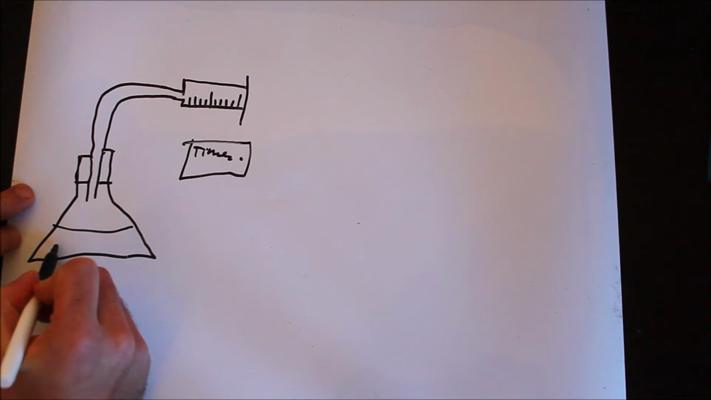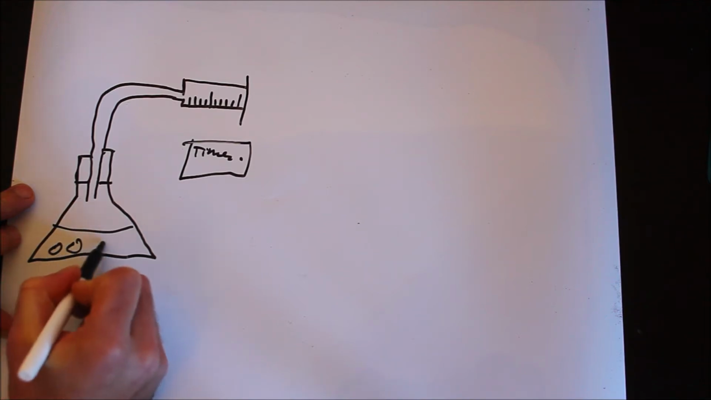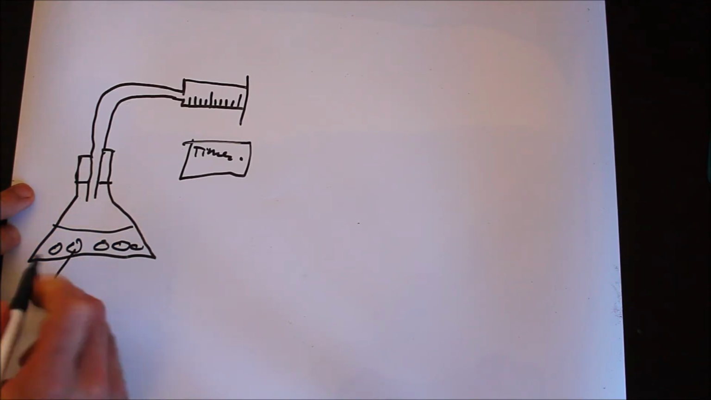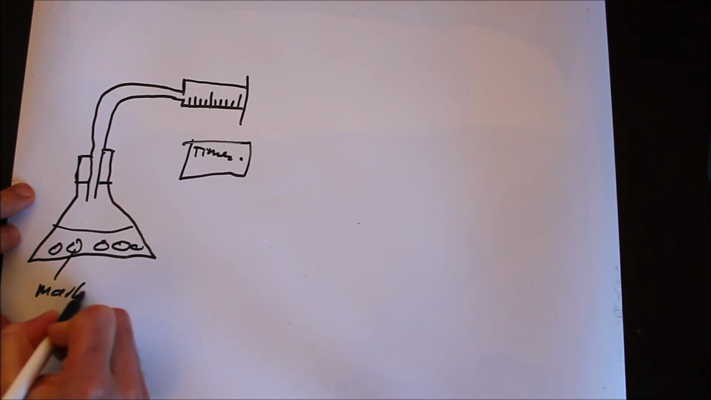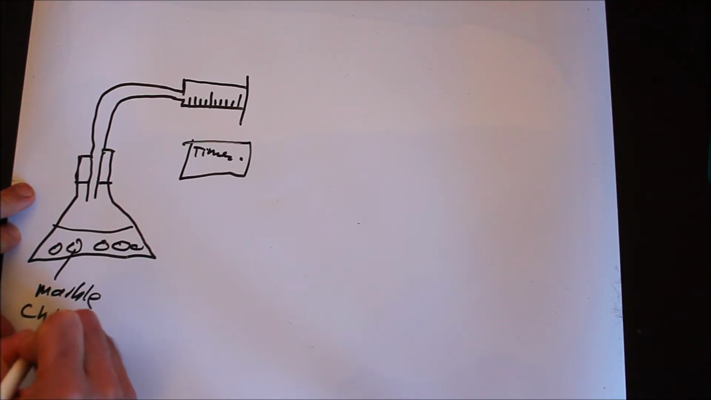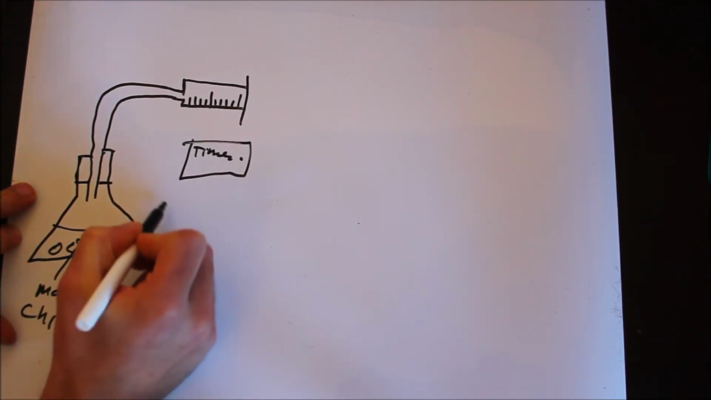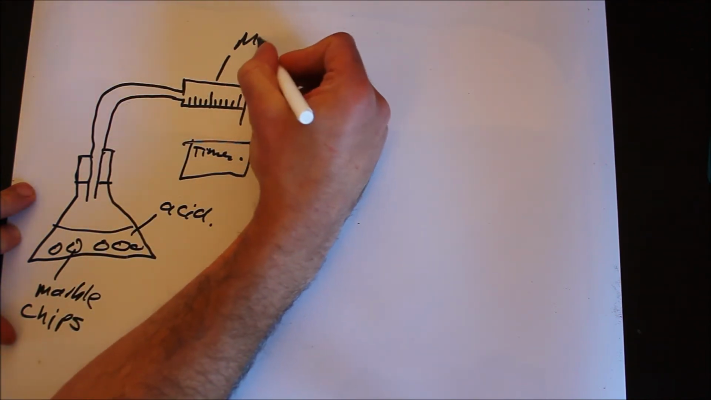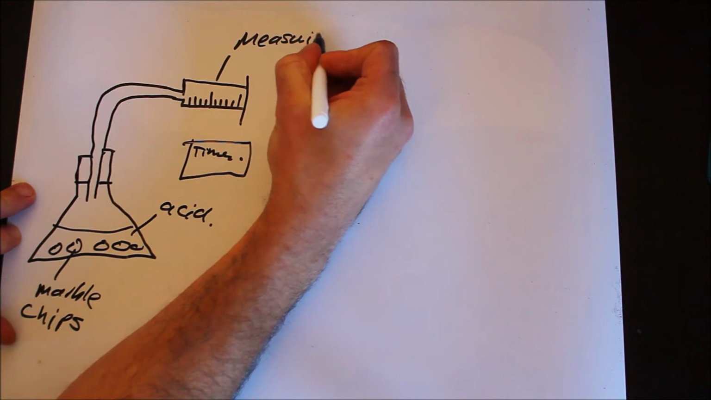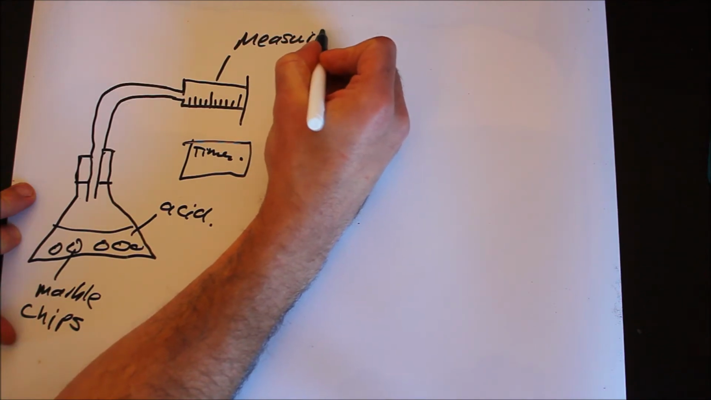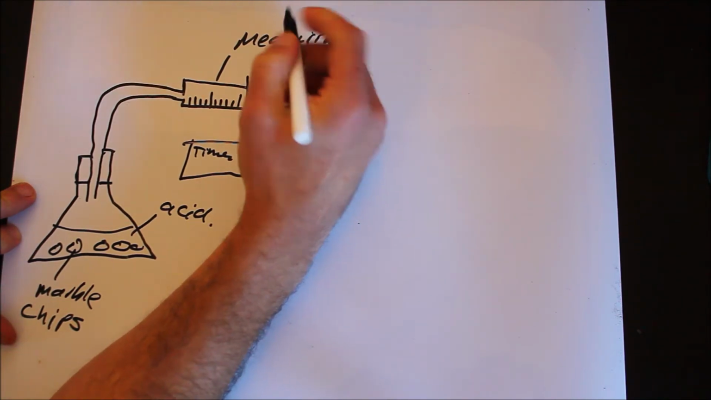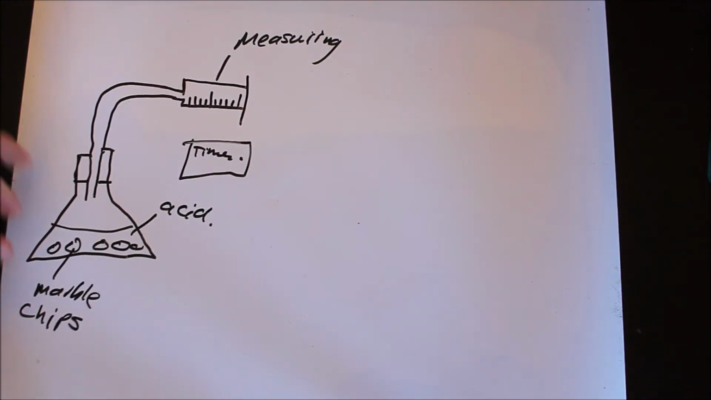So we've got our acid, and again we've got our marble chips in there. So marble chips, acid, measuring cylinder. Oh, not measuring cylinder, sorry, gas syringe. Getting ahead of myself.